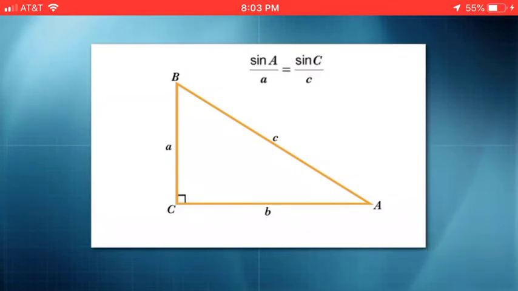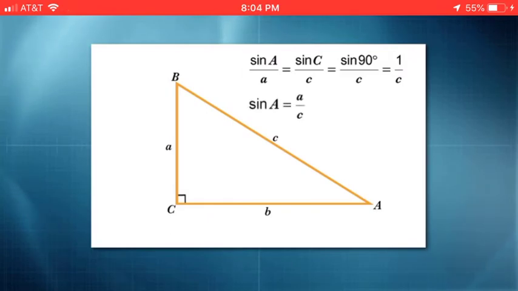Well, let's look at A and C. Sine of A divided by A would be sine of C divided by C, and C is 90 degrees, so it's sine 90 divided by C. And what's the sine of 90 degrees? Oh yeah, that's 1. So that's 1 over C. And solving now, moving the A to the other side, you have sine A equals A over C.